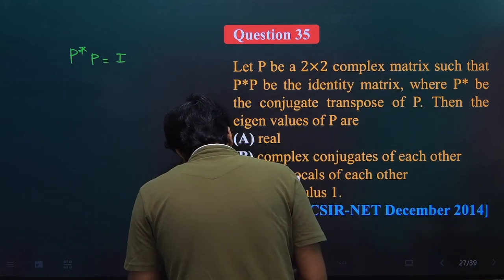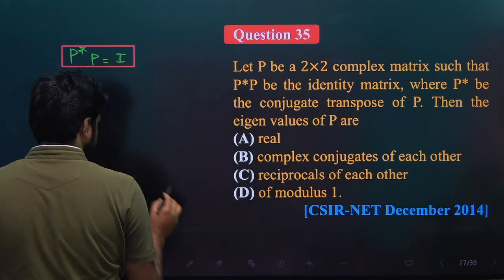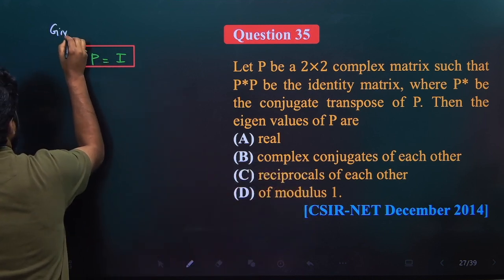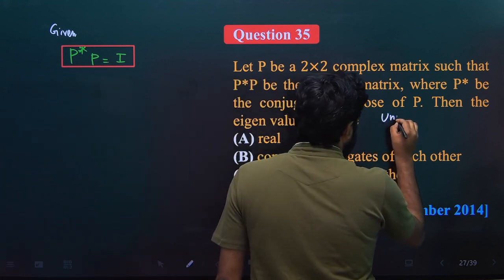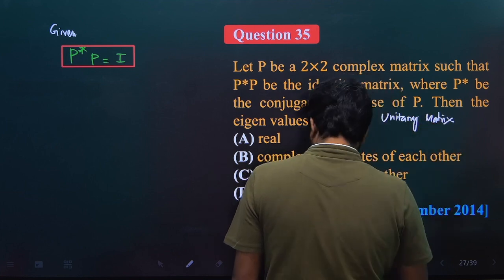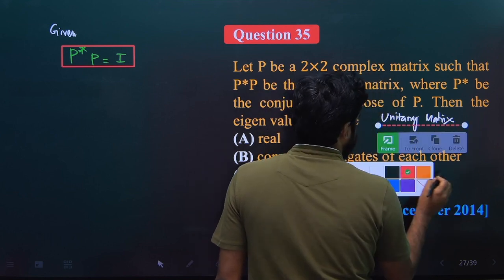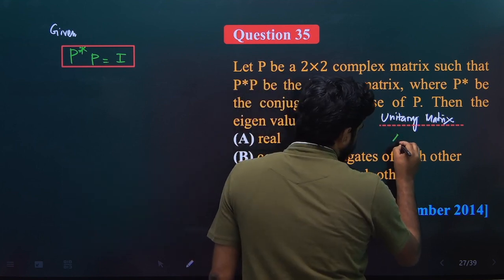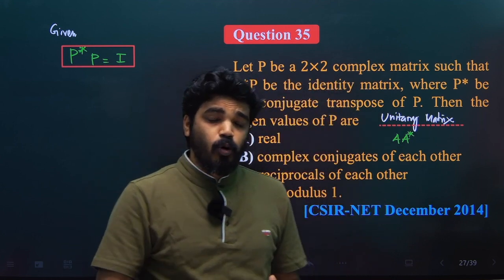Just recall the definition of unitary matrix. This is given, right? Just recall the definition of unitary matrix. What is the definition of unitary matrix? A matrix A is said to be a unitary matrix if A star A is the identity. What is A star? A star is the conjugate transpose.